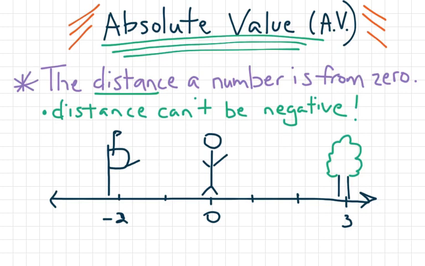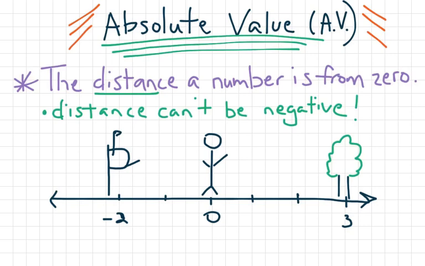All right, so the next major topic I want to talk about is absolute value, abbreviated AV sometimes. So the absolute value of a number is the distance that number is from 0 when you're thinking about a number line. And distance can't be negative. So the absolute value of any number that you take, even if it itself is a negative number, is always going to be positive. So let me show you what I mean by that when distance can't be negative.